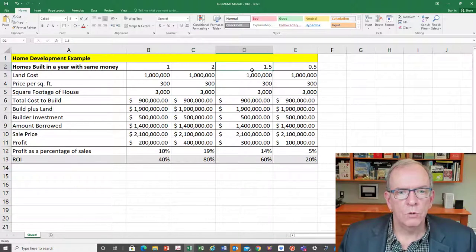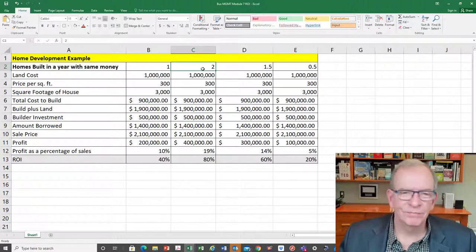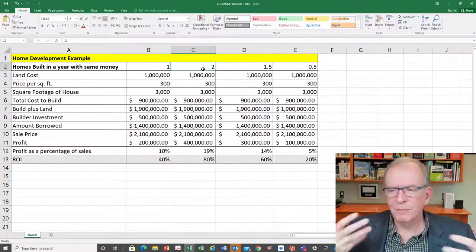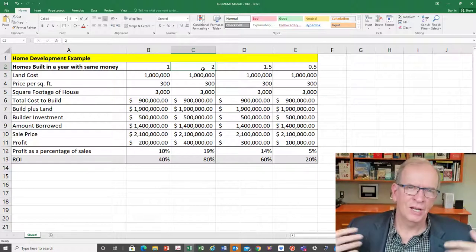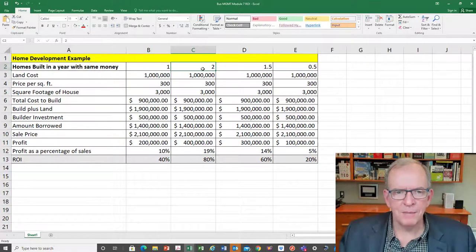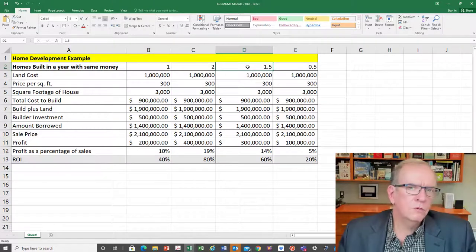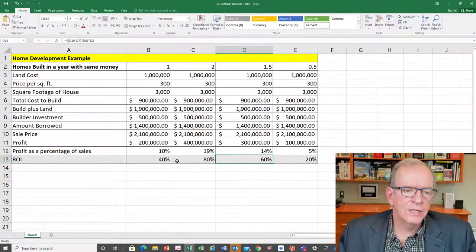If I build 1.5 houses, because maybe 2 is a little bit too aggressive. You've also got to be careful if I go too fast. Maybe I've got quality issues, that sort of thing. So that might be being too aggressive. What if it was 1.5? What if it was 1.75? And then you can see the difference if I do 1 or I do 1.5 houses in a year. So in other words, I'm doing 3 houses in 2 years.